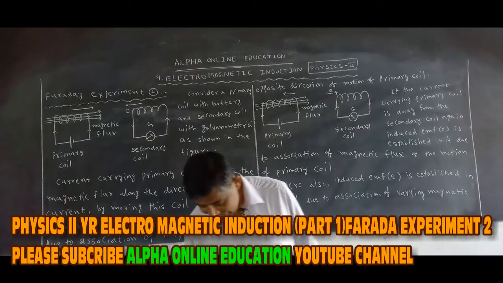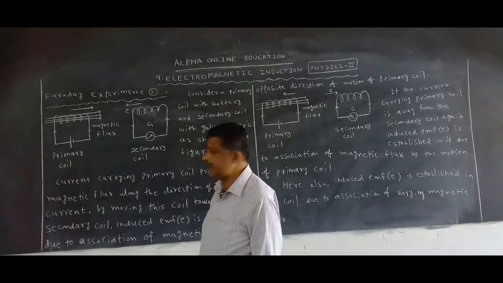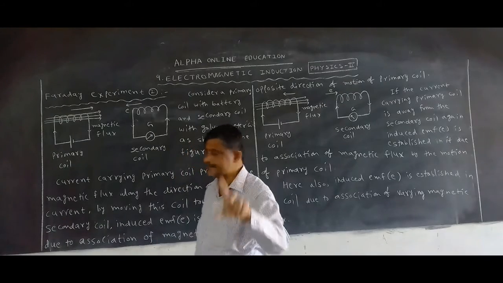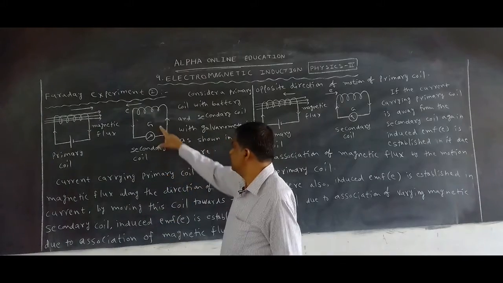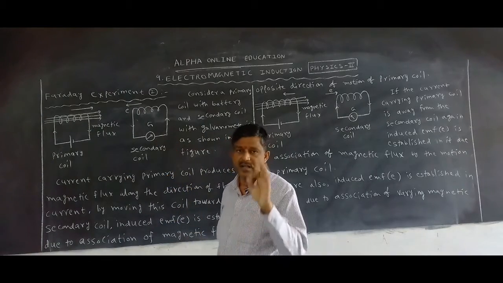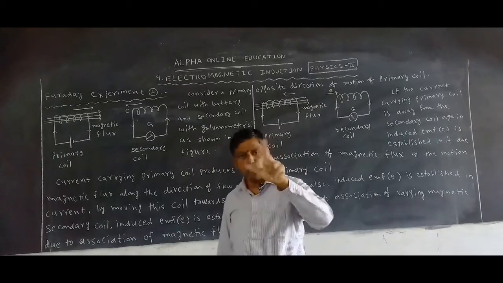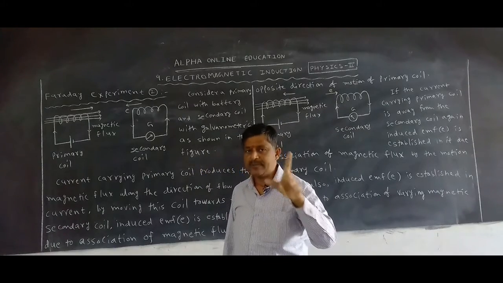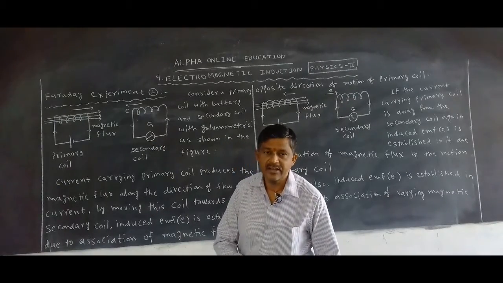Now the Faraday experiment 2. In this experiment we take two coils. One is the primary coil with a battery, and the other is the secondary coil with a galvanometer.